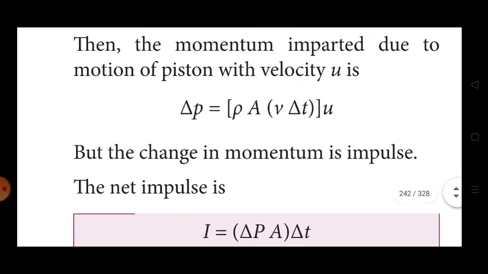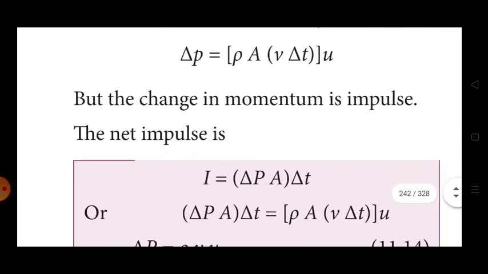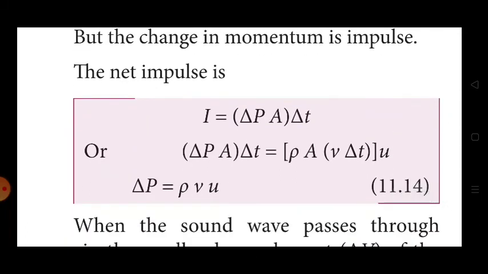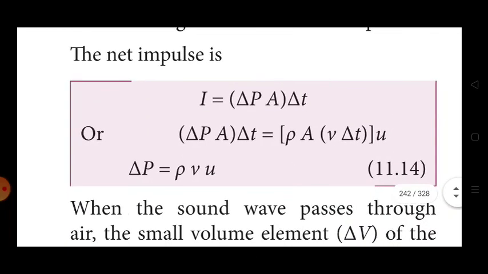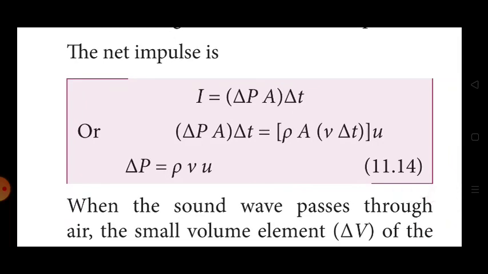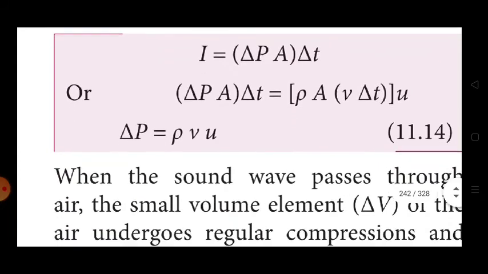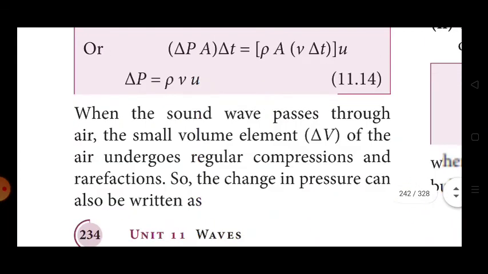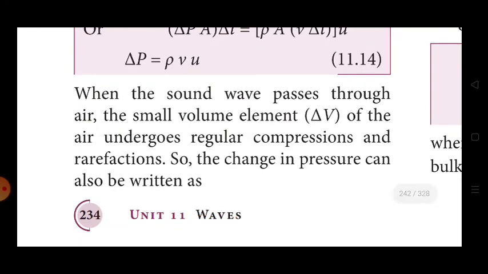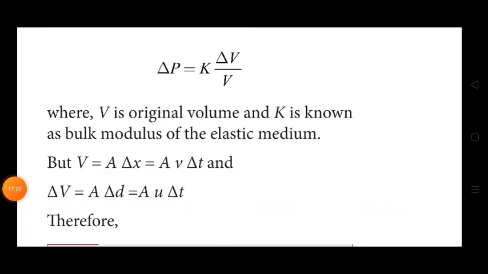But change in momentum is impulse. The net impulse is I is equal to delta P A into delta t, or delta P A delta t is equal to rho A v delta t into u. Now delta P is equal to rho v u. When the sound wave passes through air, a small volume element delta V of the air undergoes regular compression and rarefaction. So the change in pressure can also be written as delta P is equal to K into delta V by V, where V is the original volume and K is the bulk modulus of the elastic medium.